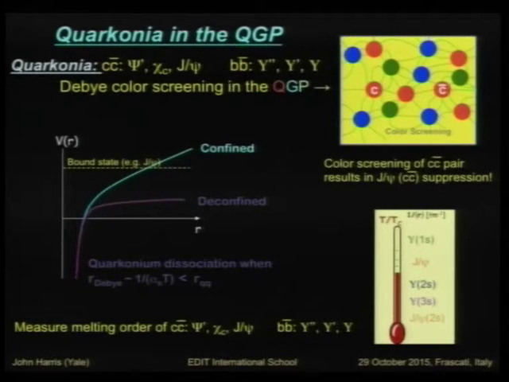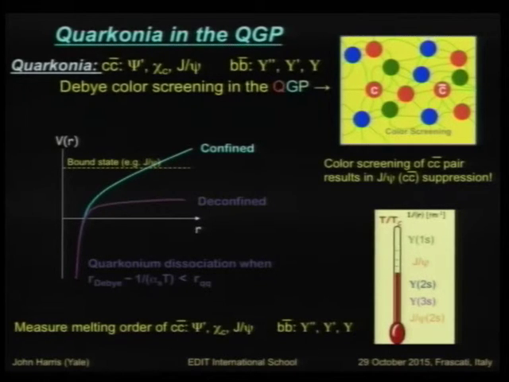Now, of course, if the bound state is tightly bound, then it could be expressed by a potential which is more binding than if it's loosely bound, which would be something like this. And so, depending upon the strength of the binding of those resonance states, which we could translate into the size of the resonance state, we expect a melting order of the CC bar and the BB bar, which has been represented by a thermometer, for example.